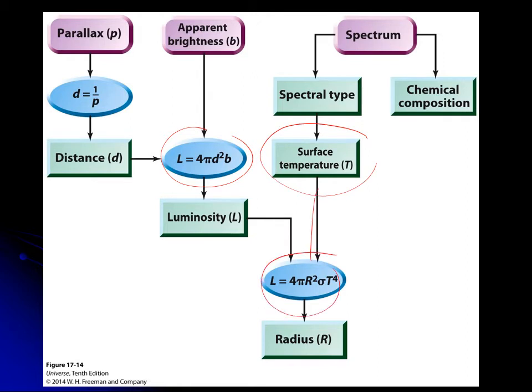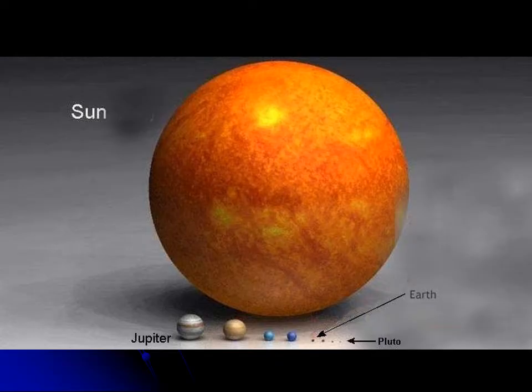So that plugs in here. We know the size of the star. We can solve for radius. In other words, the radius of a star tells you how big it is. And so we can now figure out how big stars are.